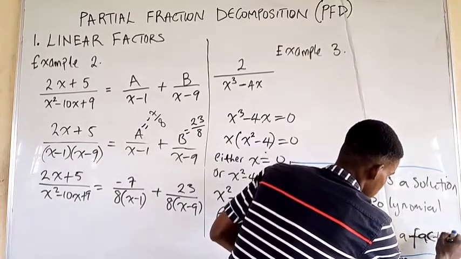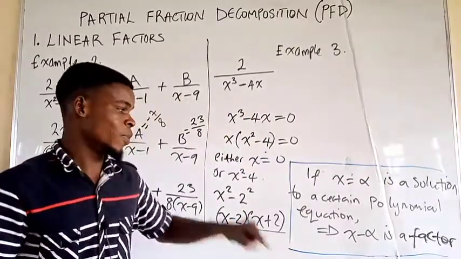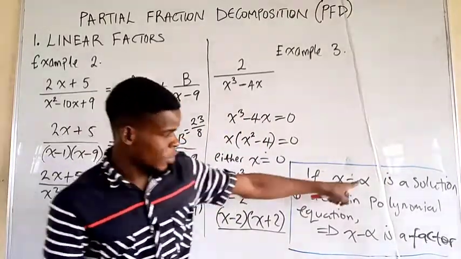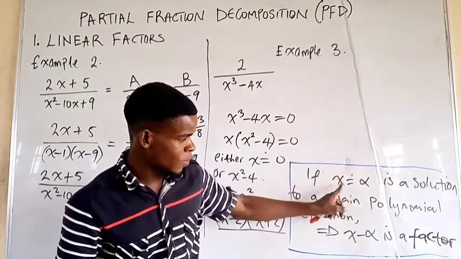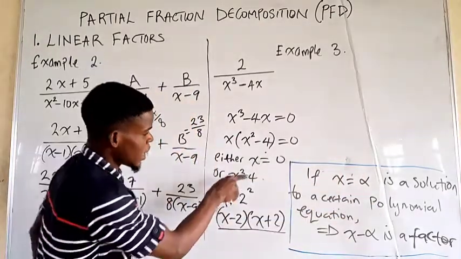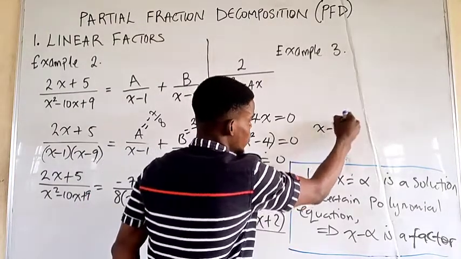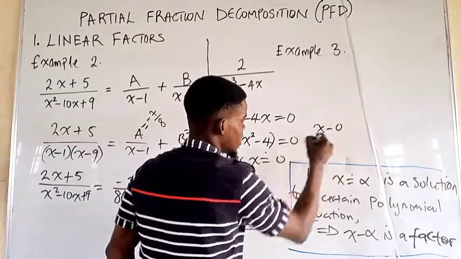It means that x minus alpha is a factor, and that is just by subtracting alpha from both sides. That will be x minus alpha equals 0, so x minus alpha is a factor. So that means that if we take x equals 0, then x minus 0 is a factor, which is x is a factor.